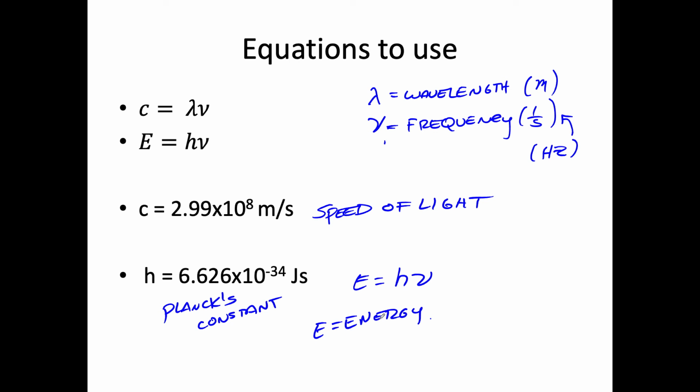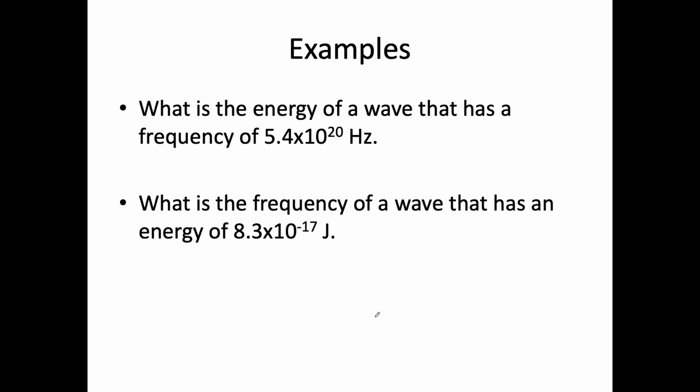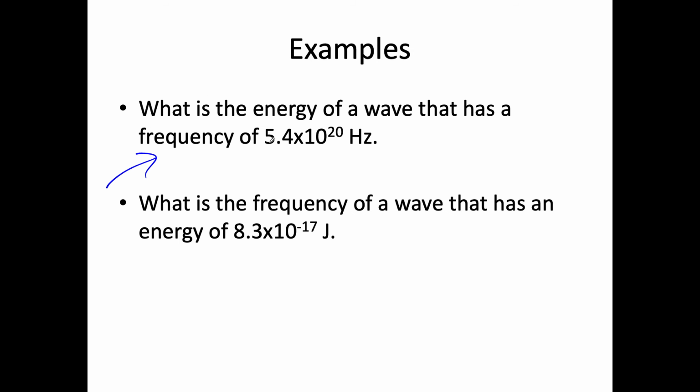And that's what we have to do. And so the calculation is going to be easy. I have two examples here. We want the energy of the wave that has a frequency of 5.4 times 10 to the 20th. We're just going to do this one right now. So we're looking for the energy that has a frequency of 5.4 times 10 to the 20.